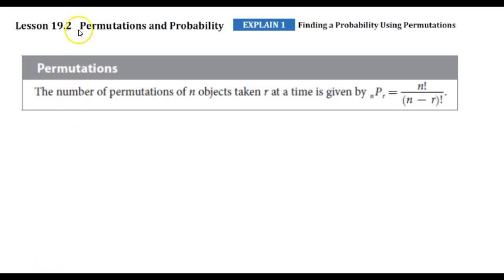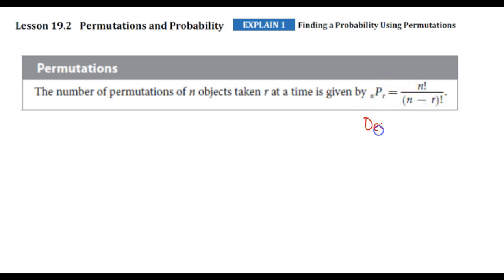So let's go over 19.2, permutations and probability. In Explain 1, we're going to go over finding probability using permutations. I took this from your textbook. Essentially, it says the number of permutations of n objects taken r at a time can be given as nPr, and we can use this formula to figure it out.